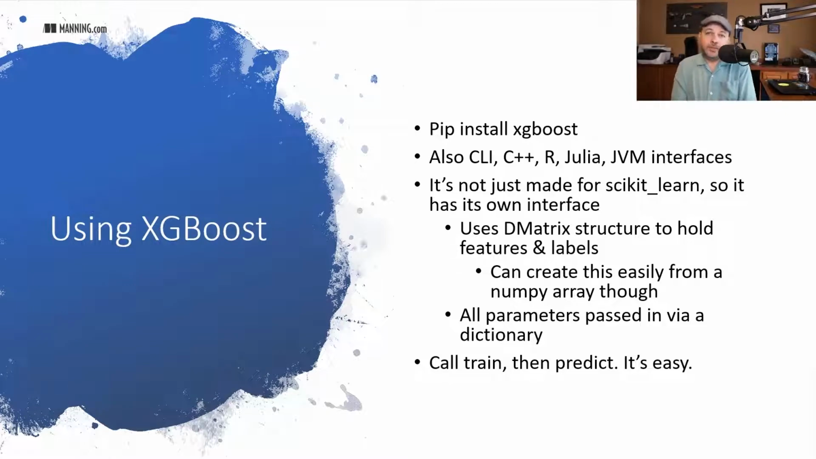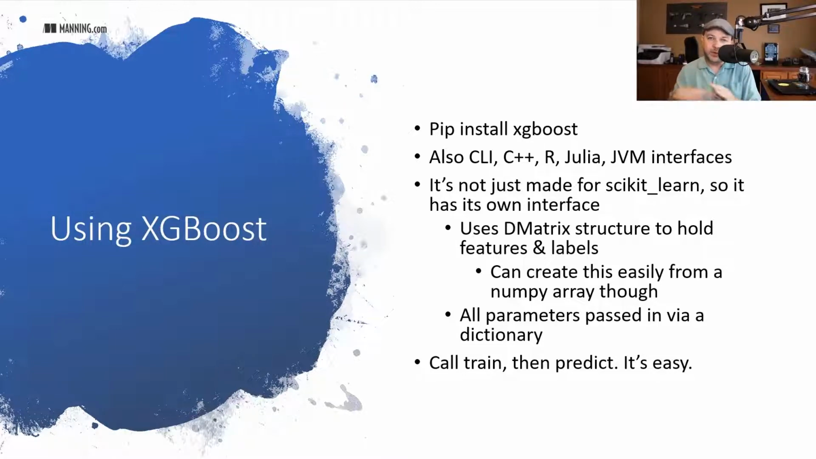Let's get back to XGBoost with all that theory behind us. So like we mentioned, if you want to install it within a Python environment, it's super simple. You just have to say pip install XGBoost and you're done. But XGBoost is not just for Python. It's actually a big standalone open source project of its own. And it has a command line interface of its own. It has a C++ interface, R, Julia, interfaces for Java virtual machines. So it's not just made for scikit-learn. You can actually use XGBoost within pretty much any application you want to, which is pretty cool.